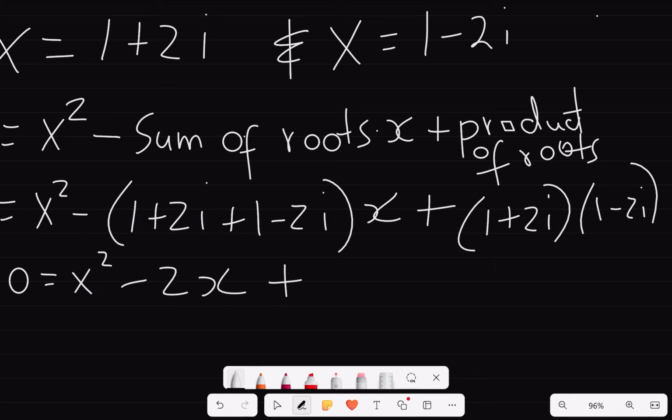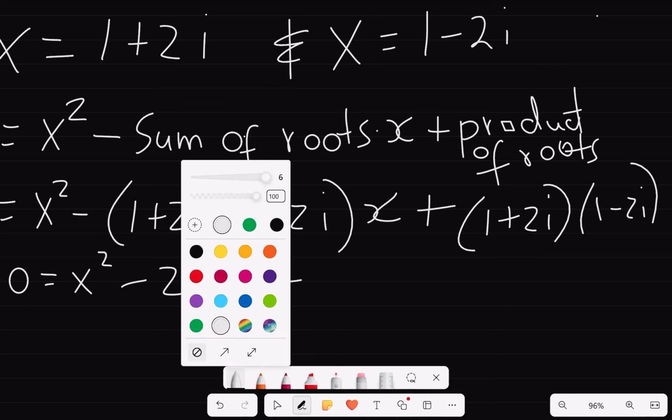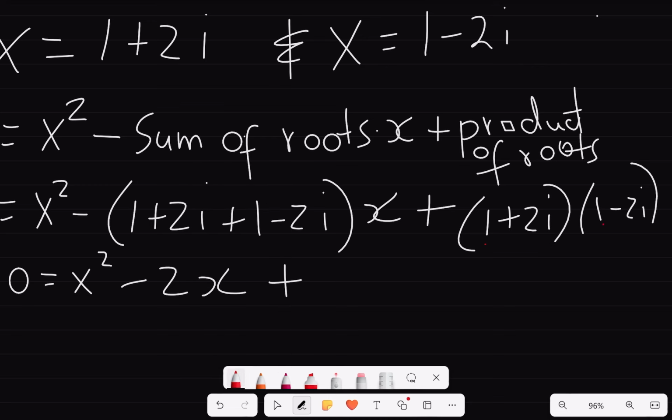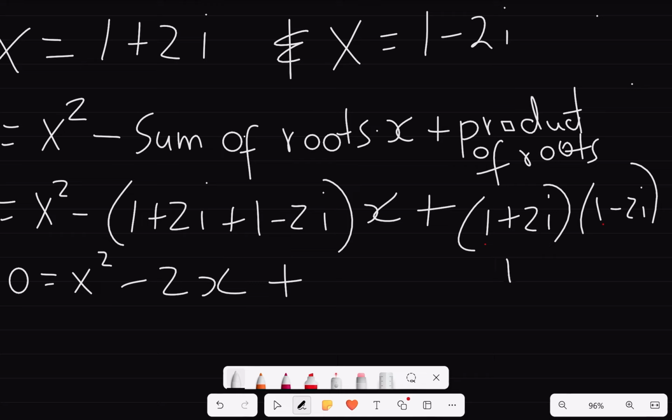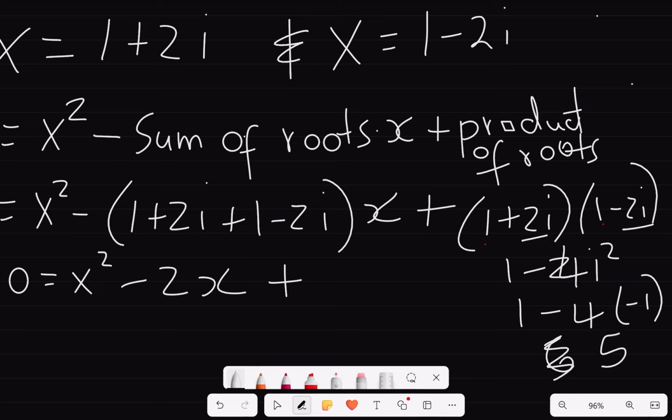And then plus, let's see what the product gives us. The product of the roots is going to be 1 times 1, which is 1. I'm sure you can see that this is a difference of two squares. So we're going to have 1, and then this times that is minus 4i squared. This is 1 minus 4 times i squared, and remember, i squared is negative 1. So that gives me 5, because it's going to be positive 4 plus 1. So here we have plus 5.